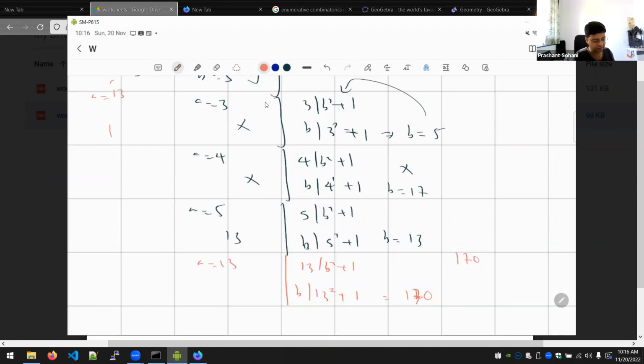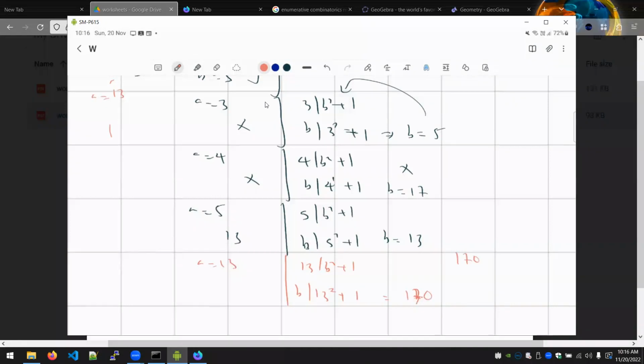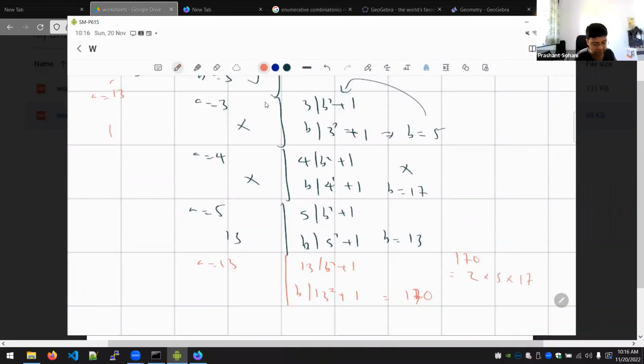Are you sure you considered all the factors? Yes, sir. That's 2 into 5 into 17, right? Oh, 34 is also there. Yeah, 34 is there. And does it satisfy? Yeah, it satisfies the first one. 34 squared plus 1 is divisible by 13.